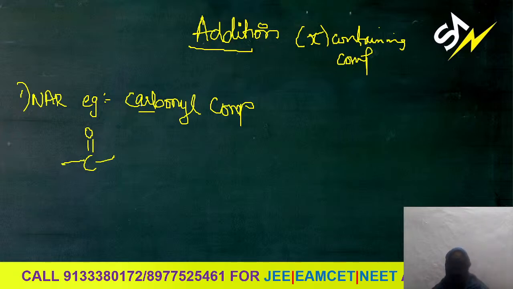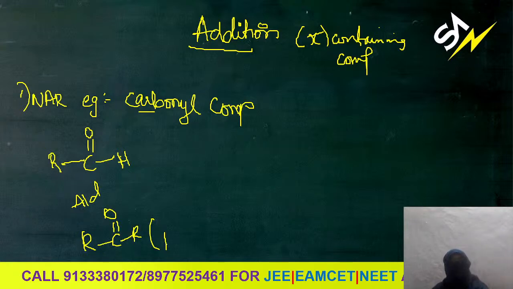Right. So what is meant by carbonyl compounds? Wherever you find a C double bond O, they are called carbonyl compounds. One side can be R, and the other side can be H. This is known as aldehyde. Or if you want, you can take both sides R. That is known as ketone. You can take any of these. I'll take aldehyde.